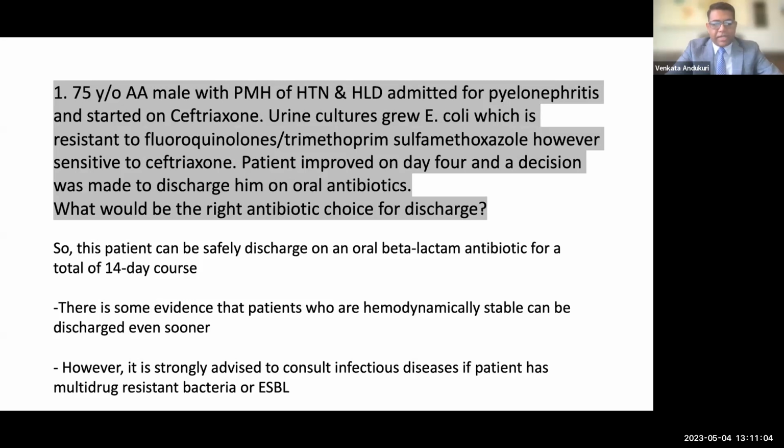However, it's strongly advised to consult infectious diseases if the patient has multi-drug resistant bacteremia or ESBL. I was discussing this with our infectious disease colleagues, and that's what they recommended, that we could probably discharge sooner, because we are hospitalists and that's what we always talk about and ask for. But also, if it is a complicated patient, they would like to be involved. We have a very good antibiotic stewardship program here, and they are very proactive, and they do call us and give us suggestions. So we do get some help in that regard.